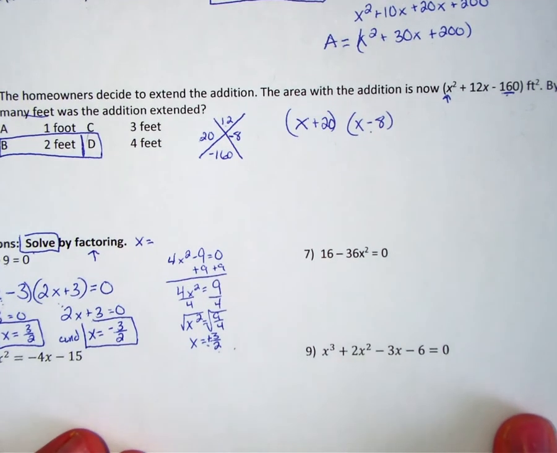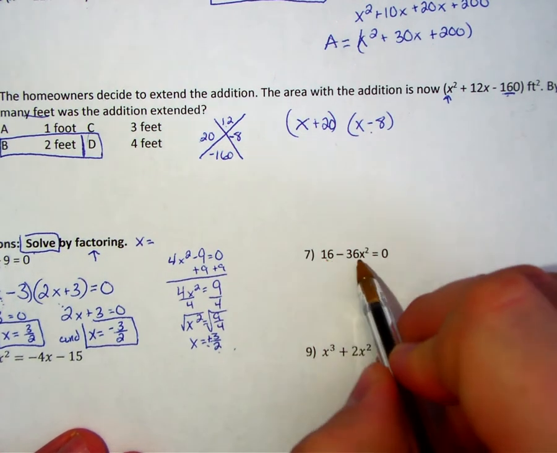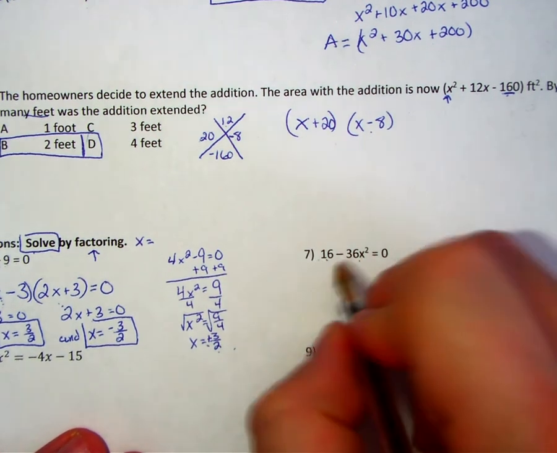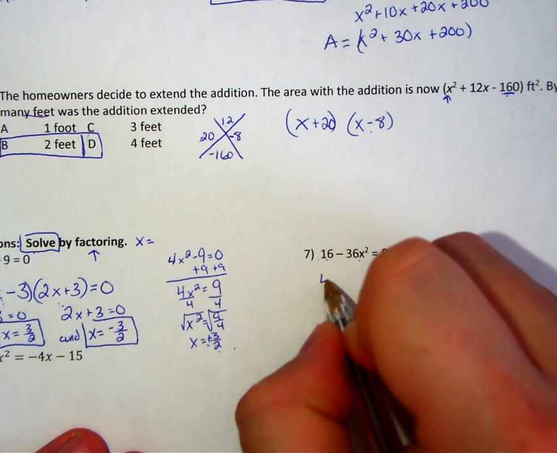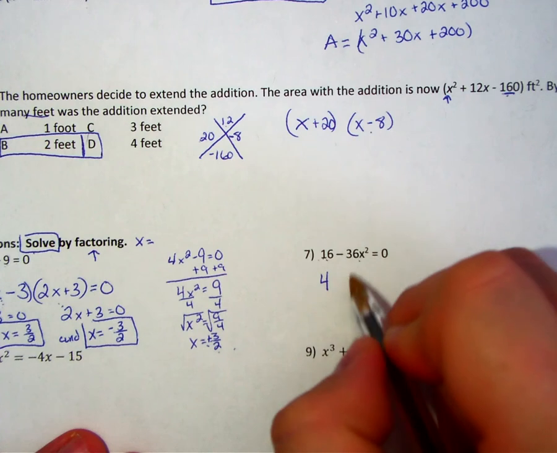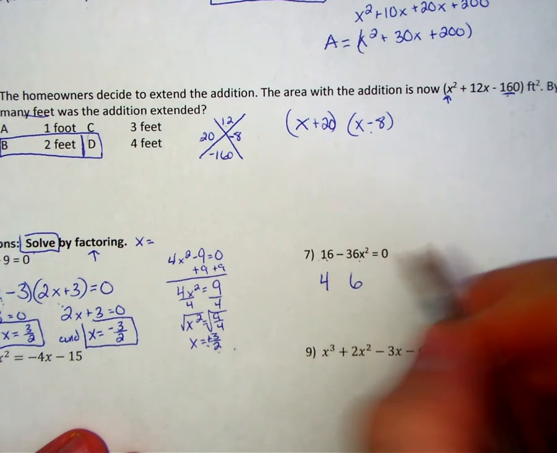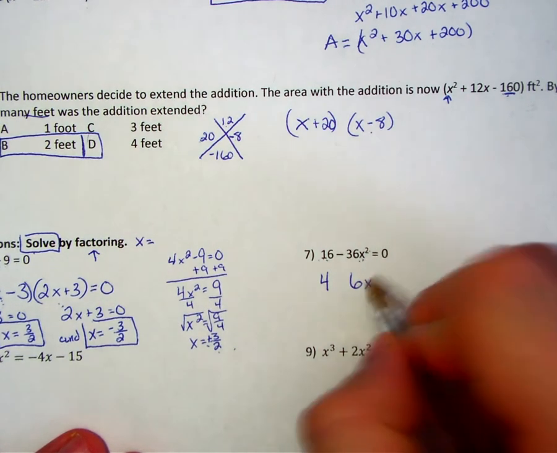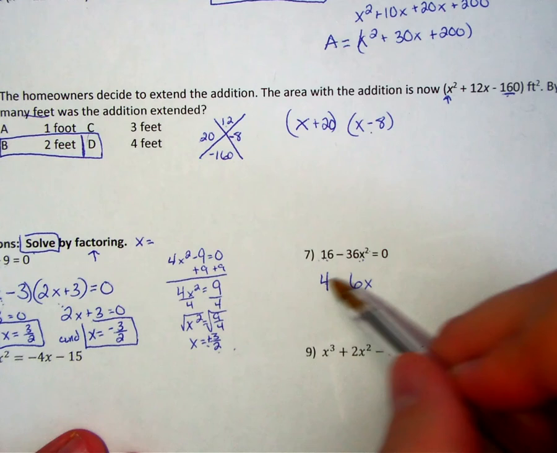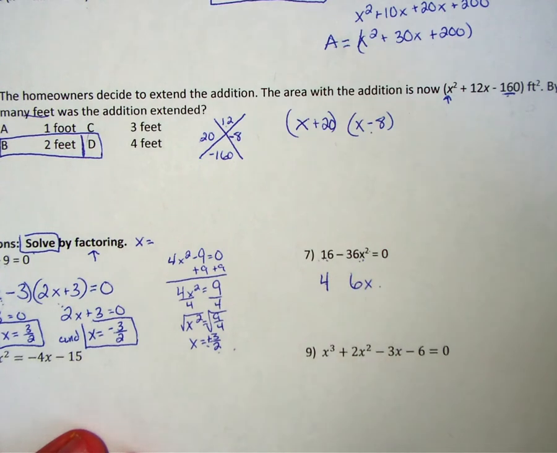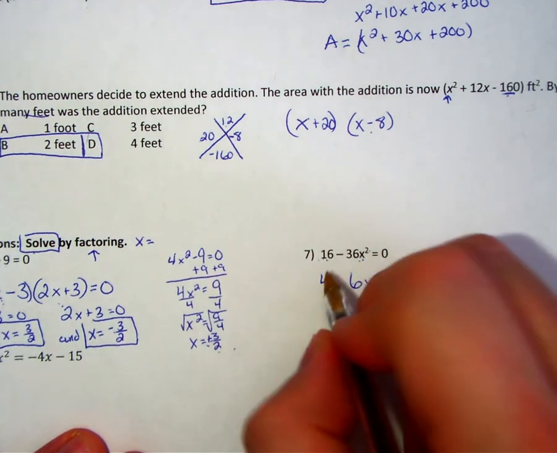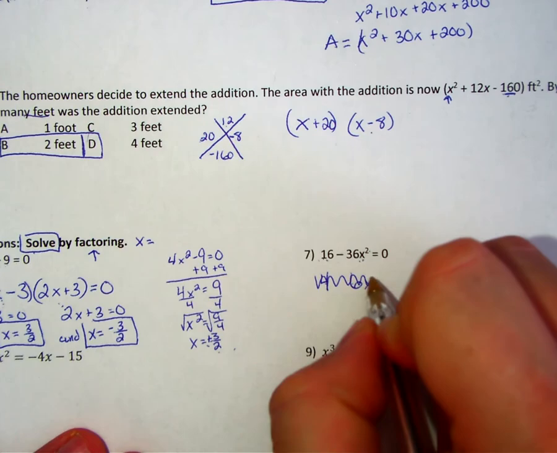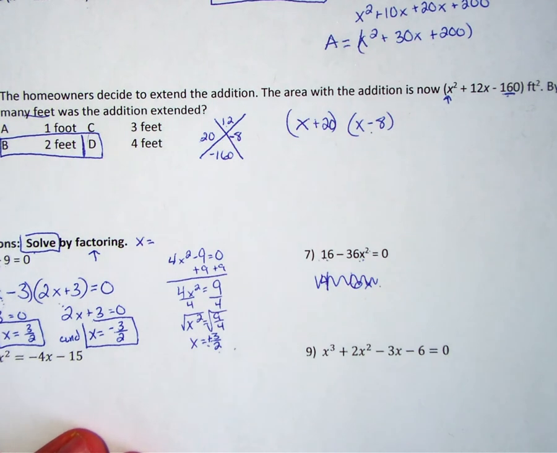Number 7, 16 minus 36x squared is equal to 0. So again, I see that I have perfect squares all over the place. So the square root of 16 is 4. The square root of 36 is 6. Square root of x squared is x. Now, I've got a lot of even numbers here, which means these could have been factored down a little bit more. So let's go ahead and factor everything down just a little bit more.